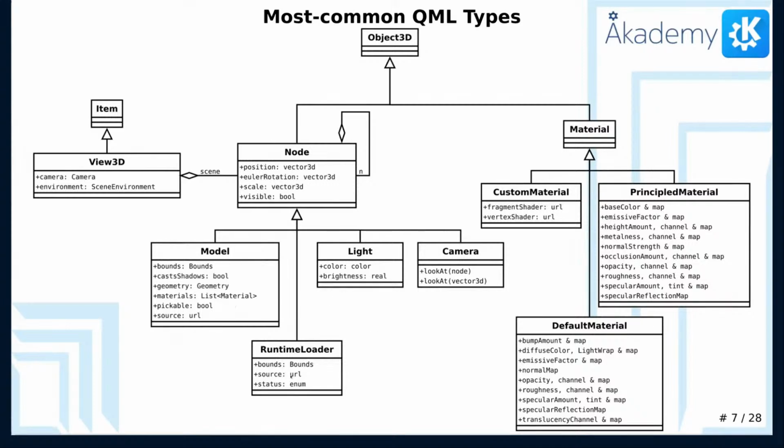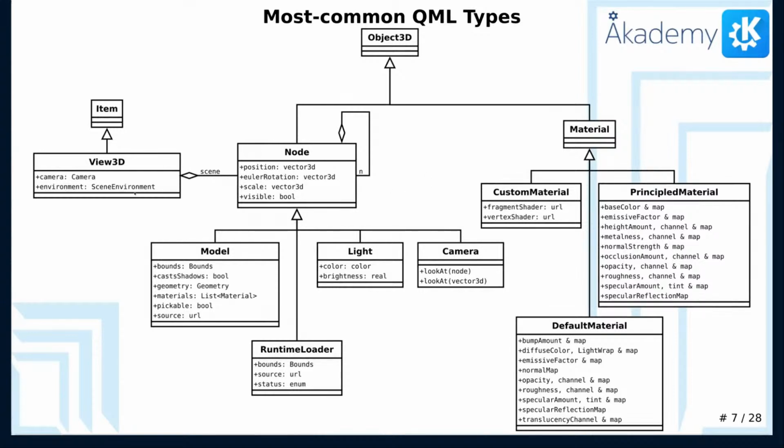The runtime loader is the one I just showed that was also putting geometry into the scene. Then we have materials. Principled material and default material have the same shader implementation, but they have different properties. Default material has the specular and translucency. Principled material is a more modern PBR approach where it has metalness. Custom material is also similar, but it does allow you to provide your own shaders if you don't want to use the default ones.